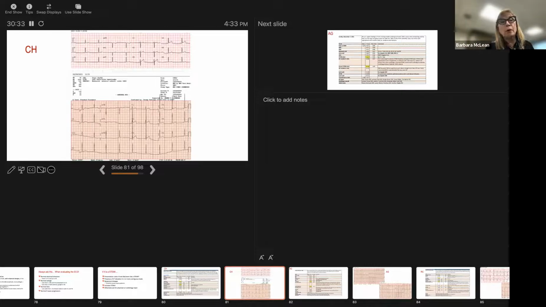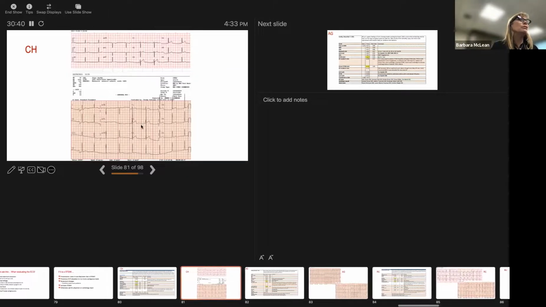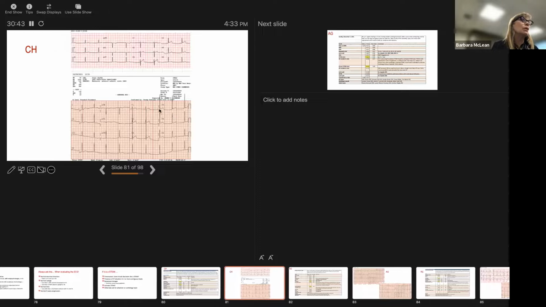So really important to appreciate once the patient got into the emergency department. Here is this EKG. So this is the second EKG. And you can see here, ST segment elevation, ST segment elevation, ST segment elevation, all the way across the precordium and all of the chest leads. Pretty easy to call that a STEMI.